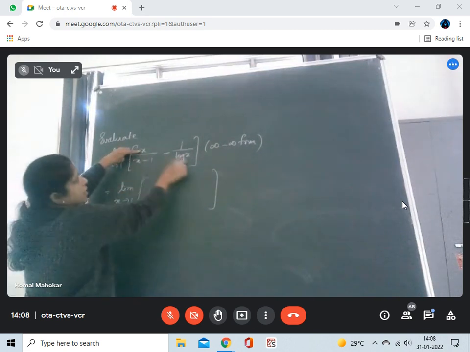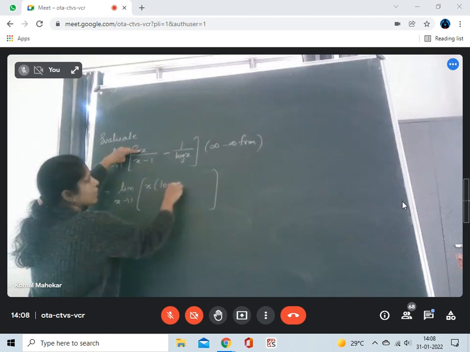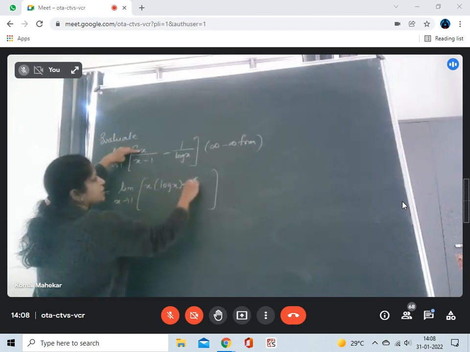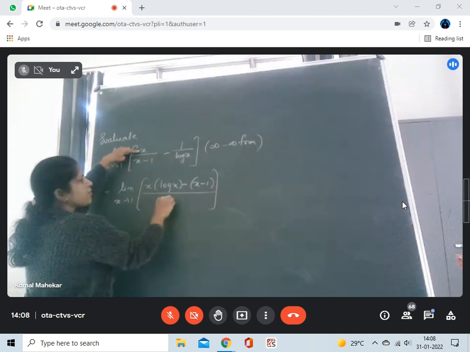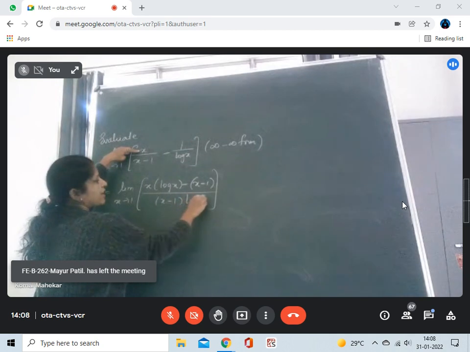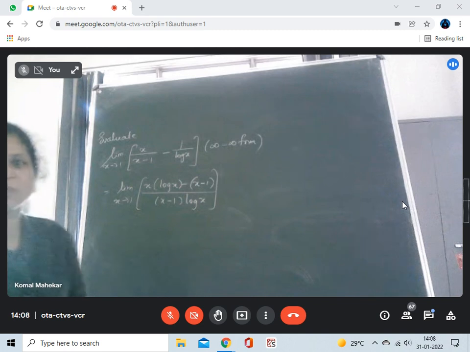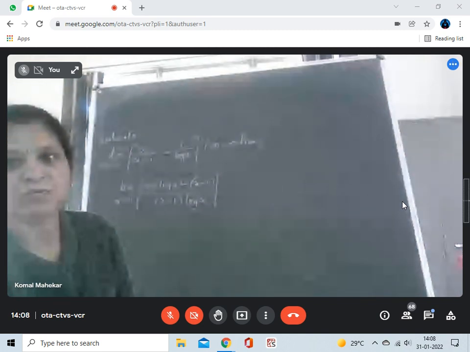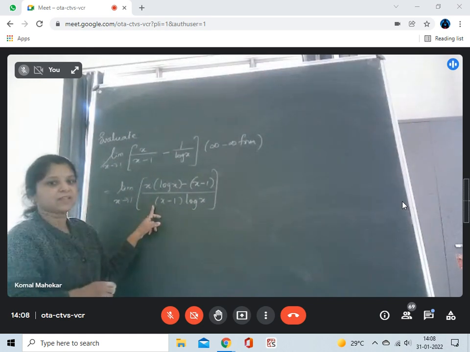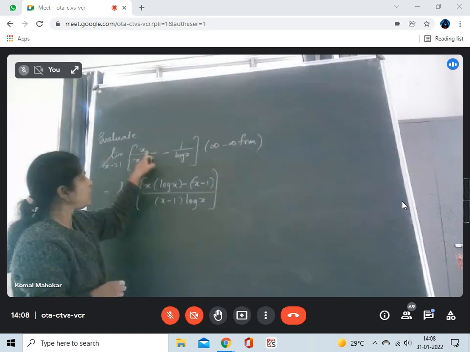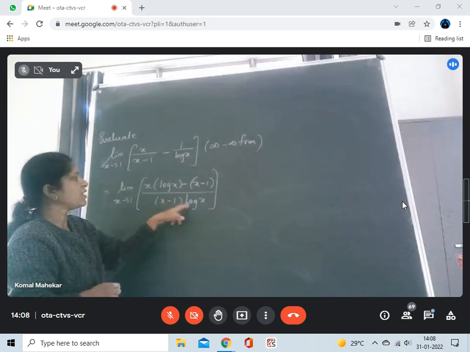So here we will cross multiply this. So x into log of x minus 1 into x minus 1, that is same, x log x minus x plus 1 divided by x minus 1 into log of x. By taking LCM or by cross multiplication, you can simplify this bracket expression.